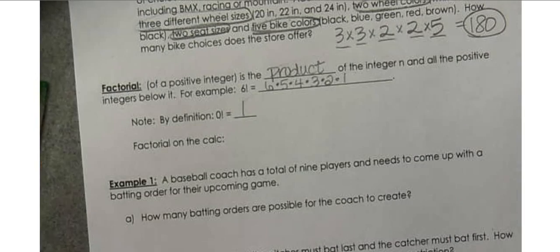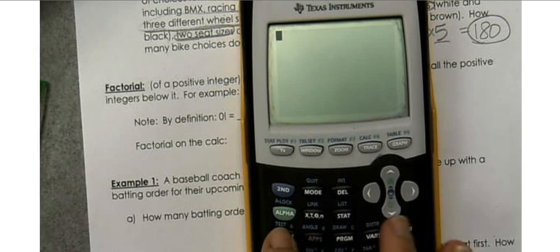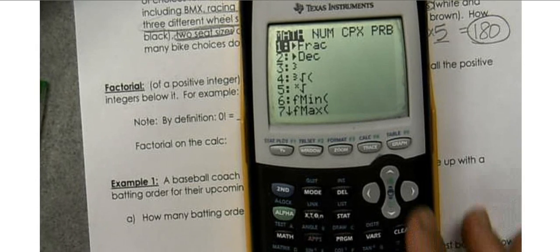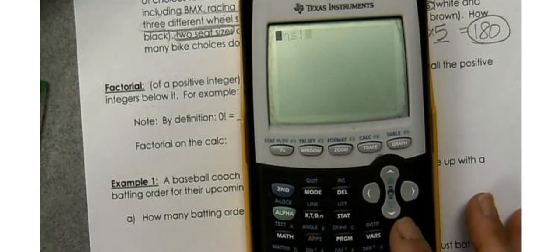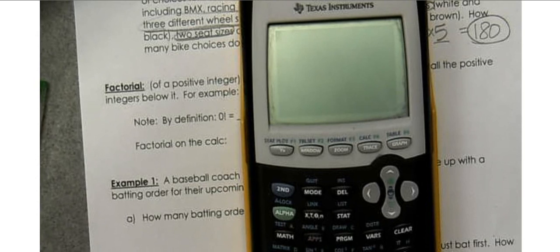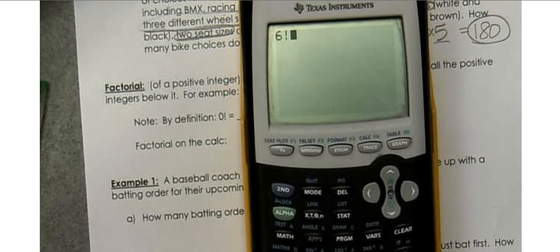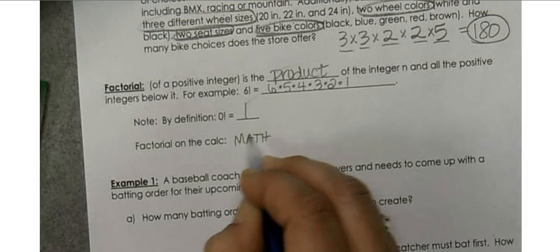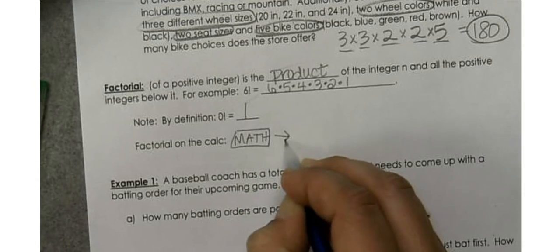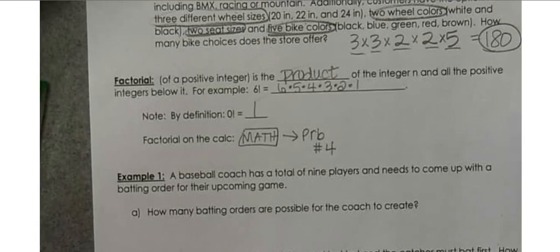On the graphing calculator, what you can do is hit the math button, arrow to PRB, and then number 4 is the factorial. So if you wanted 6 factorial, you'd hit 6, math, PRB 4, and that gives us 720 also. So if you want to write that on the graphing calculator, since we're supposed to have those, you can go to math, arrow over to PRB, and then number 4 is your factorial.